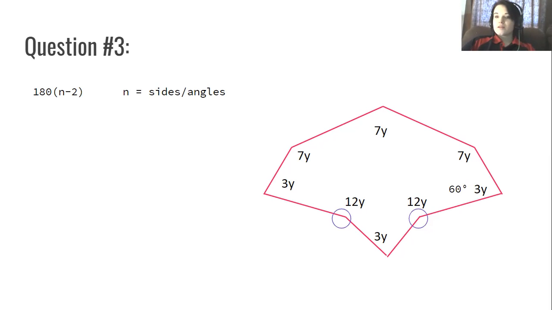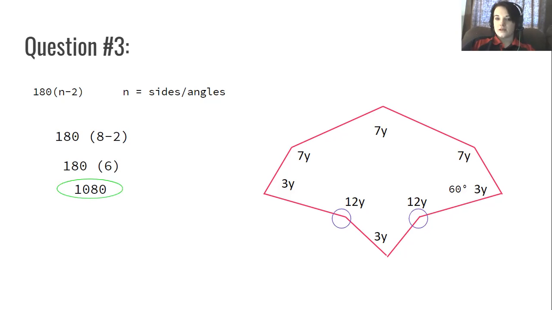So our formula is going to look a little bit like this. It's going to be 180 times (8 minus 2). So we're going to follow the rules of PEMDAS. We're going to do 8 minus 2 first since they're in parentheses, leaving us with 180 times 6. Next, we're going to solve for that, and we should get 1080. So that's going to be the sum measurement of our entire shape.